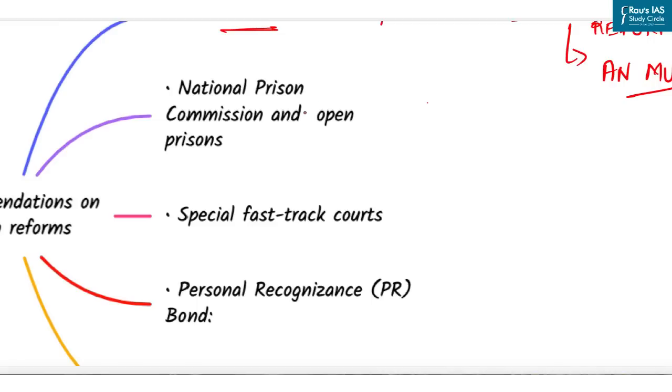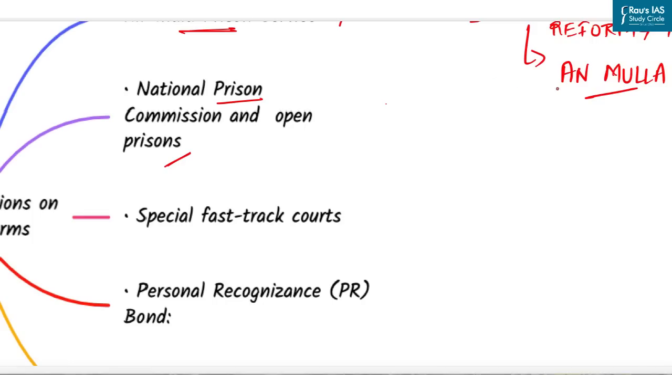Second suggestion is National Prison Commission and Open Prisons. The same committee, that is Justice A.N. Mullah Committee, also suggested setting up a National Prison Commission as a controlling body to bring out modernization of prisons in India. It also recommended the government to set up and develop open prisons in each state and UTs, and life convicts with good behavior to be transferred to semi-open and open prisons.